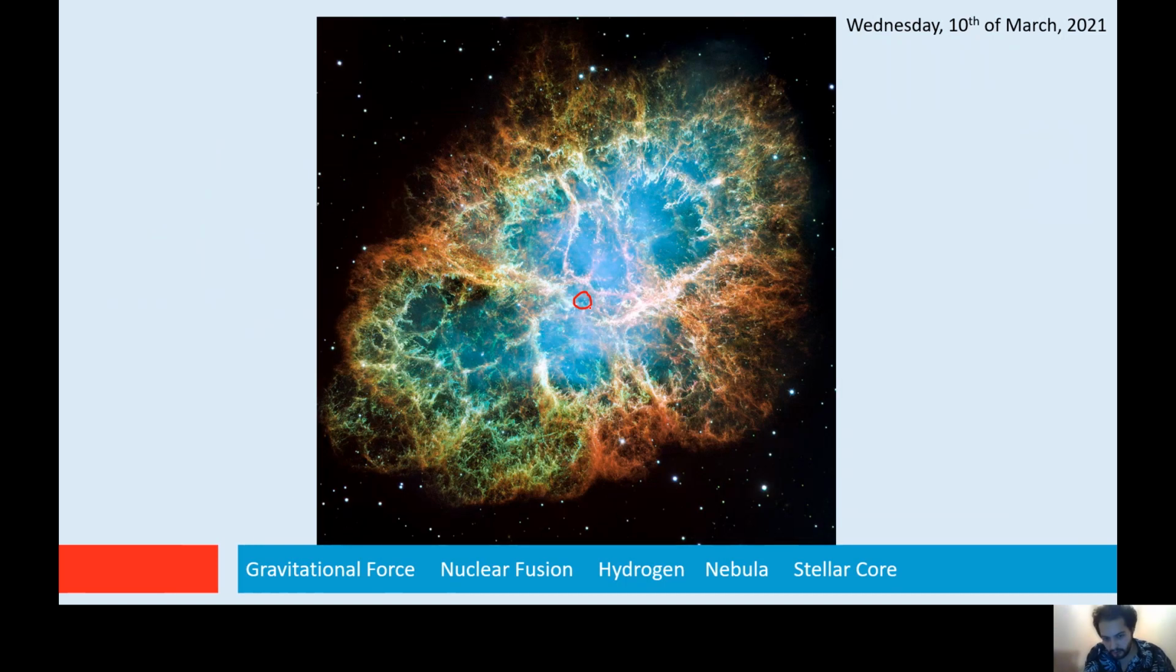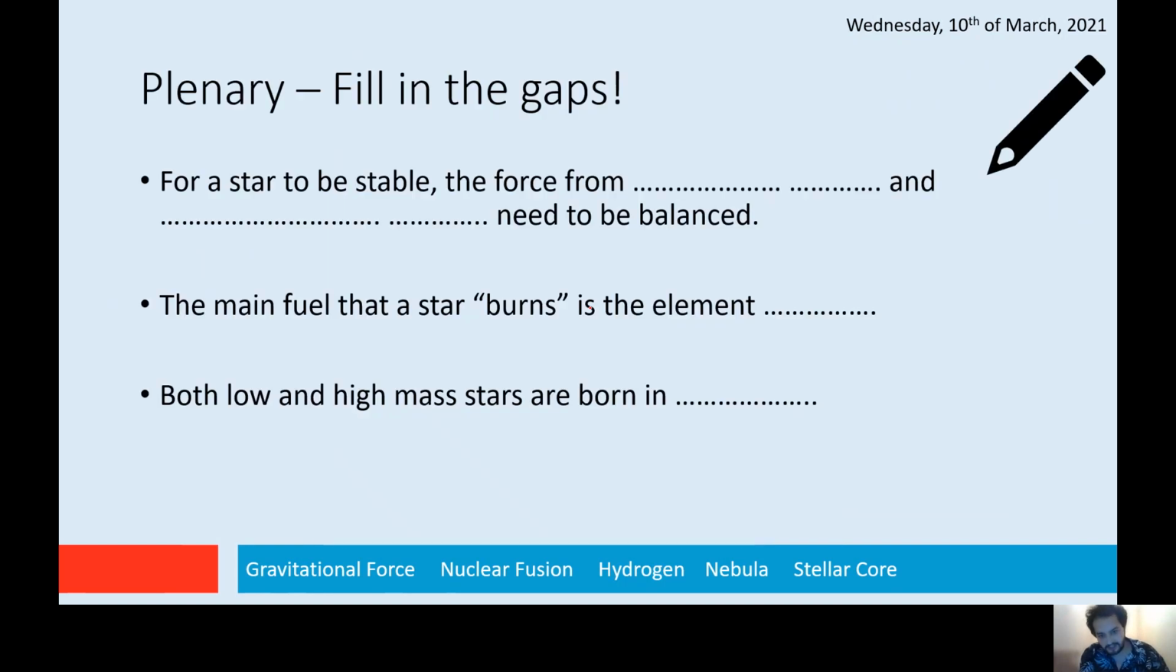Anyway, I think we've gone on long enough. I think a good exercise, as always, to finish our lessons would be a quick, short plenary. So what I want you guys to do, using the keywords at the bottom here, is see if you can complete the sentences here.